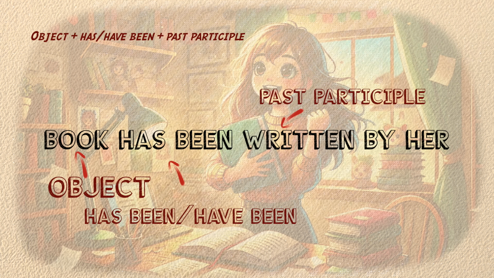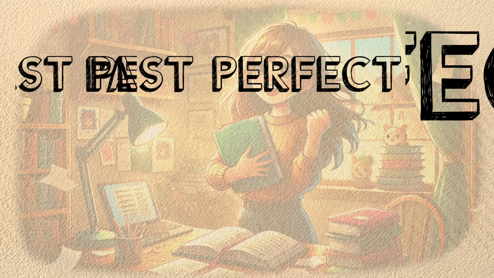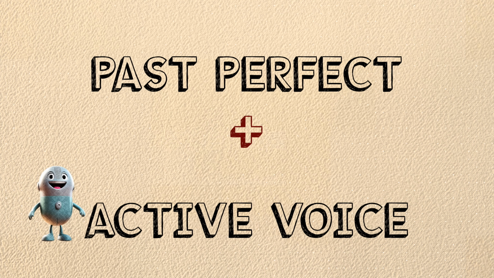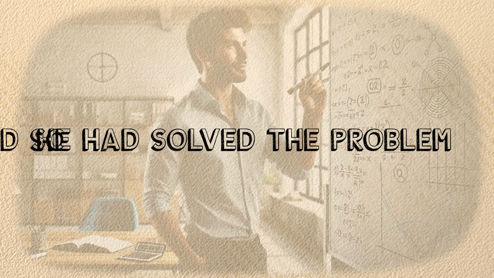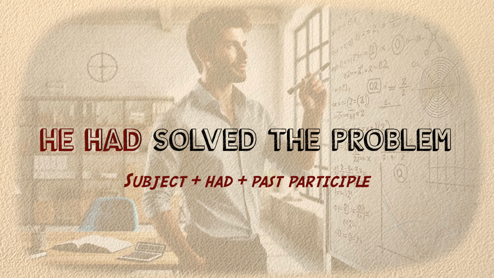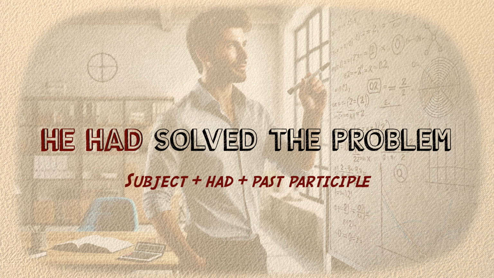All right, now let's take a look at the past perfect tense. So we have a sentence in the active voice. He had solved the problem. And this is our formula. So we have the subject, which is he, and then we add the auxiliary verb had, and then we add the verb in the past participle form, which is solved, and then the object, which is the problem. He had solved the problem.